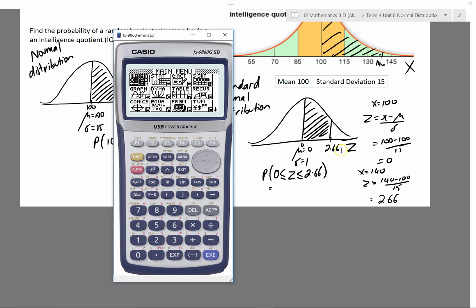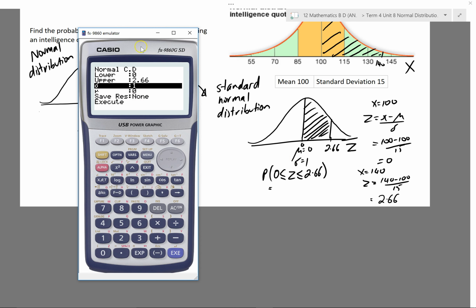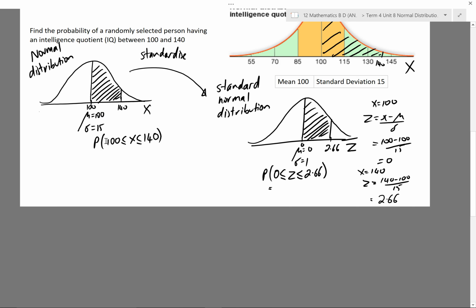So if I want to find this probability, I go into my stat mode. I've got a distribution, F5, and it's a normal distribution. And I want to find an area, so I'm looking at F2. I'm going between 0 and 2.66. So lower is 0, upper is 2.66. And this is set up for a standard normal distribution with a mean of 0, standard deviation of 1. So I can execute this, and I'll get my probability of 0.496.